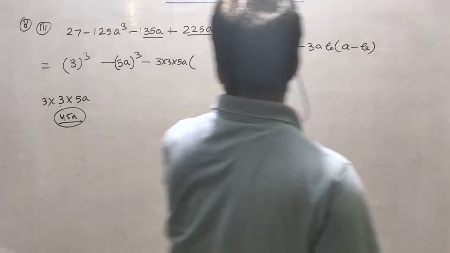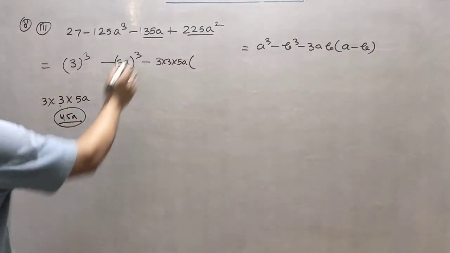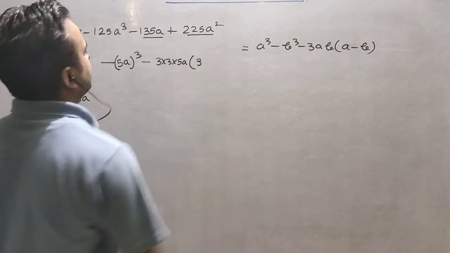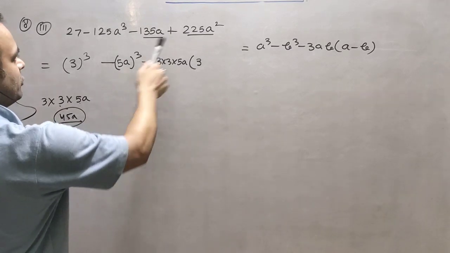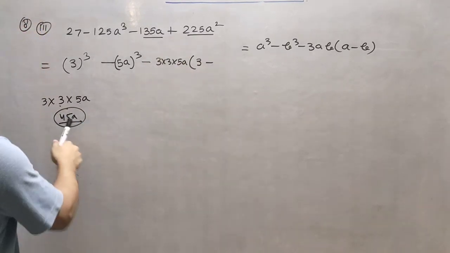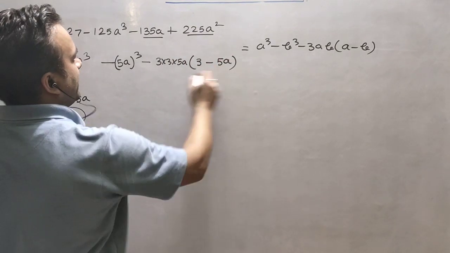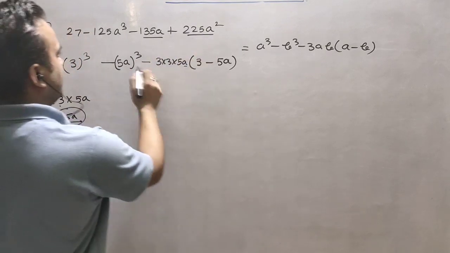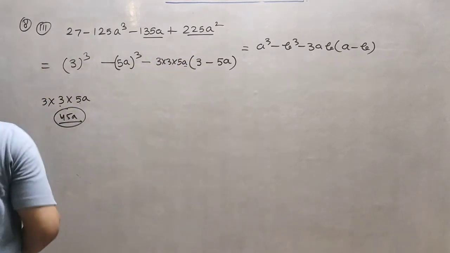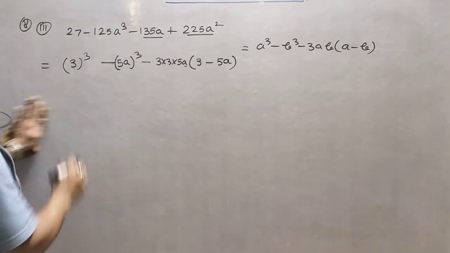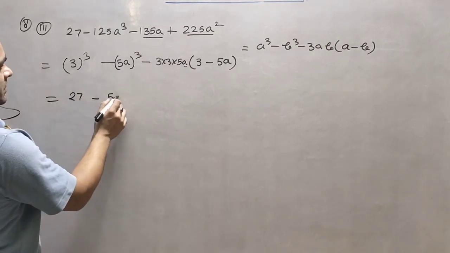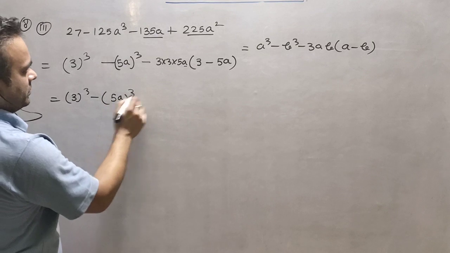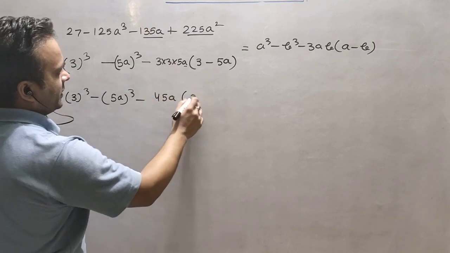Now what is left? If I take 45 common from this, 45 threes are 135, so 3 is left, right? And minus you have taken common, so this plus will be minus, and 45 fives are, and a is left, because a is in square form. Only one a we have taken common, and out of 225 we have taken 45 common. So it means it is 27. Sorry, why am I writing this one? Because we have to write in cube form only. So it is 45a and 3 minus 5.